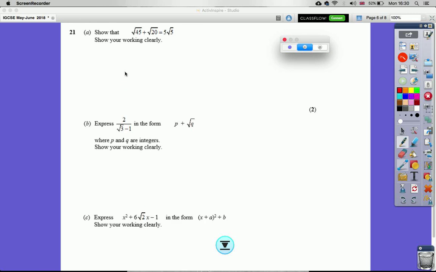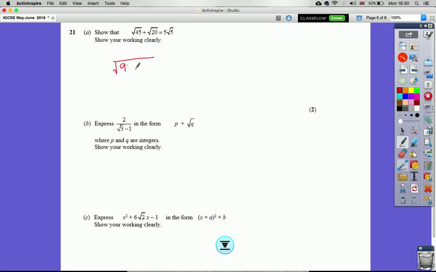Okay, so let's get back to our question. Question number 21, surds. In this question, they said square root of 45 plus square root of 20 is 5 square root 5. So what you need to do is simplify the surds. 45 can be written as 9 times 5 plus 20 can be written as 4 times 5. Now you see 9 and 4 are both square numbers, so you can square root them and bring the square roots outside the square root sign. 3 root 5, 2 root 5, these two are like terms, so you can add them. 5 root 5.